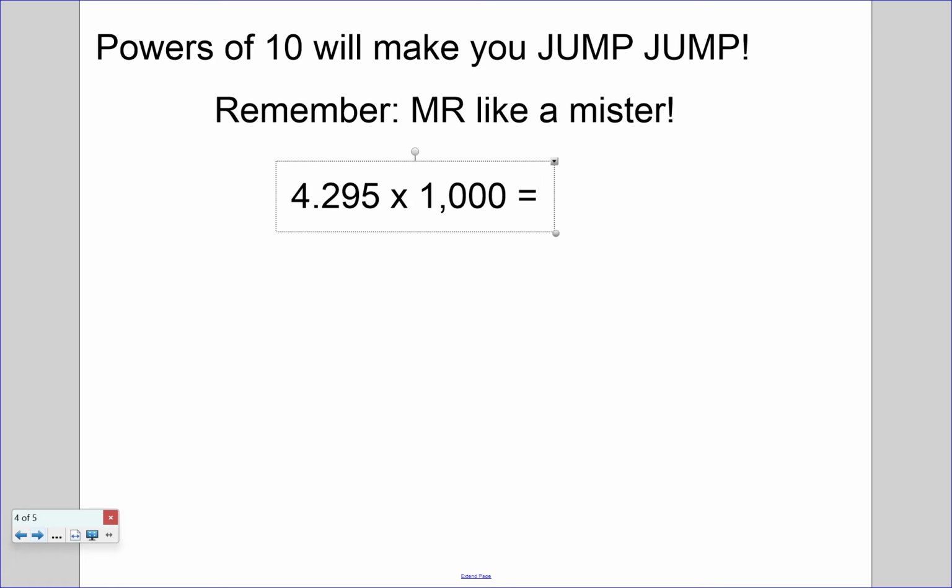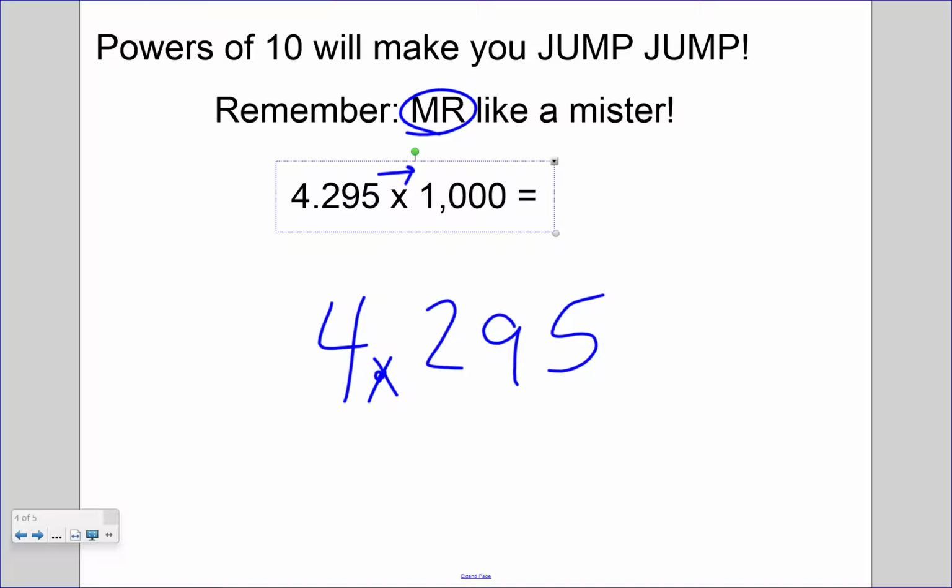Here's another one. We are starting with 4 and 295 thousandths. We're going to move that decimal point. We are going to jump to the right, MR like a mister, and we're going to go 3 jumps because there are 3 zeros in the power of 10, 1,000. So that means we're going to jump over the 2, the 9, and the 5 and land on the other side. 1, 2, 3, and land.